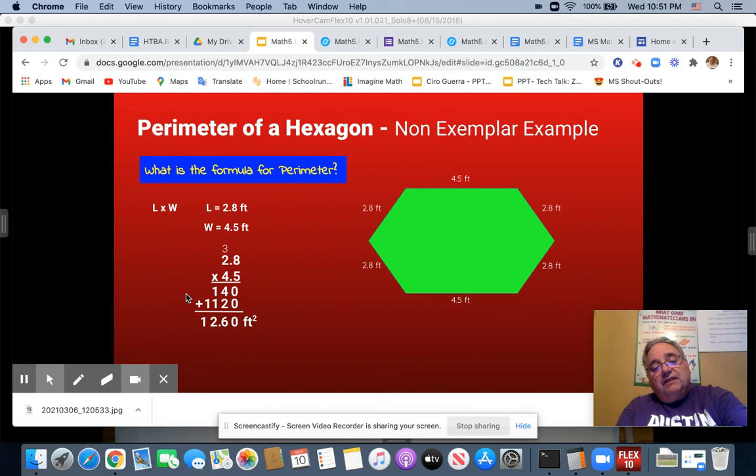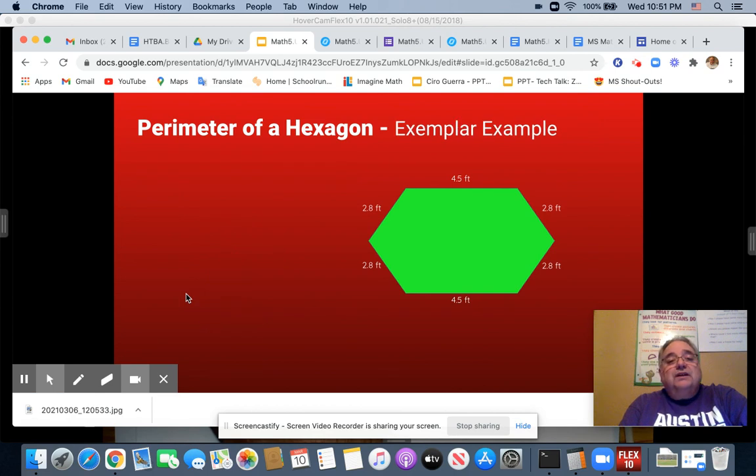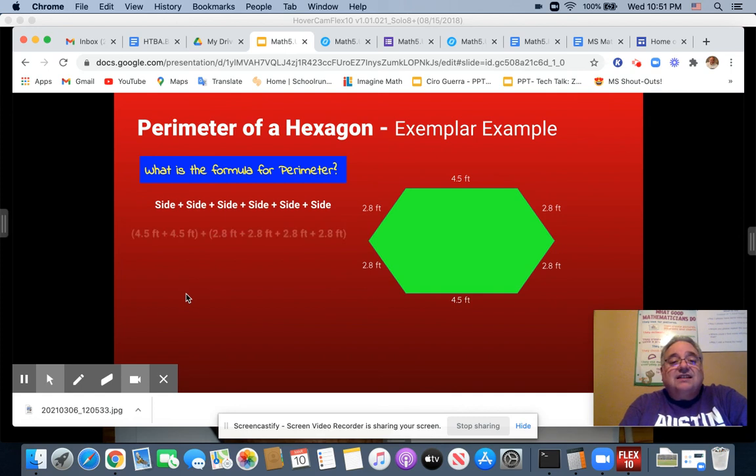They forgot to put feet squared because they were saying they were multiplying. But the correct way to do this is to add. What is the formula for perimeter? Perimeter is the side plus the side plus the side. And if it has 6 sides, like this one, this is 6 sides. Then I took the two that were alike, the 4 and 5/10 plus 4 and 5/10, and then I took together the 2 and 8/10 and added those 4 together, and I got 9 feet plus 11 and 2/10 feet, which gives me a total of 20 and 2/10 feet.